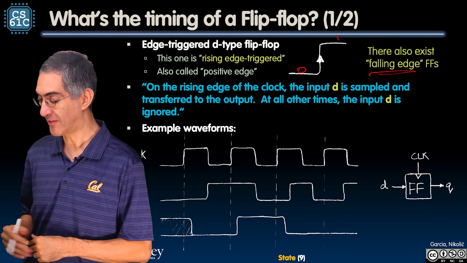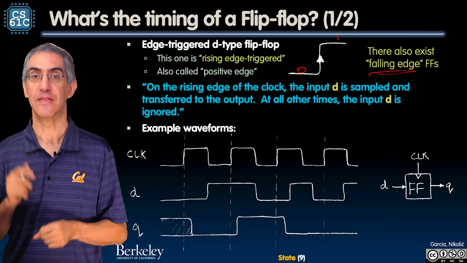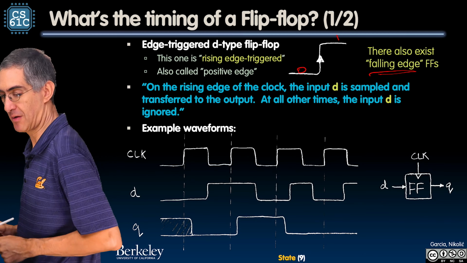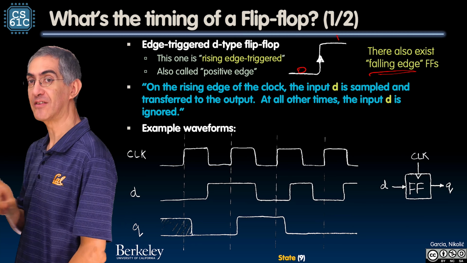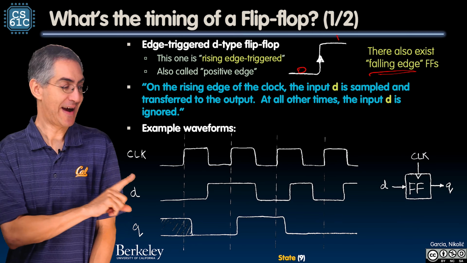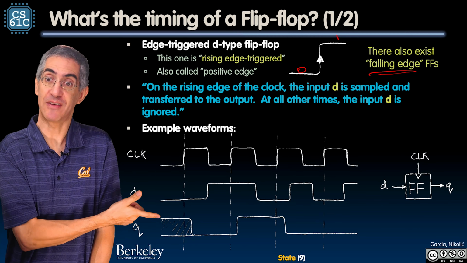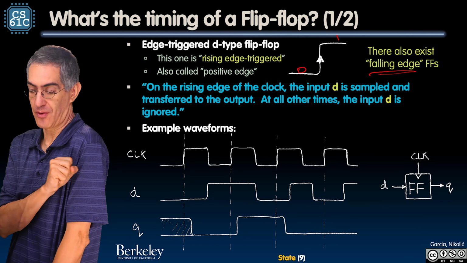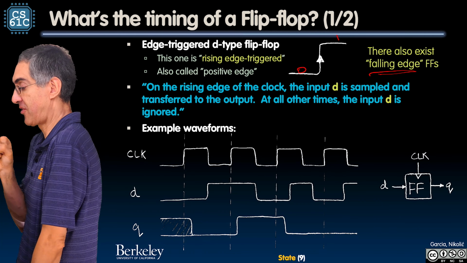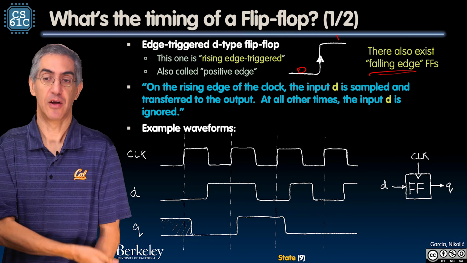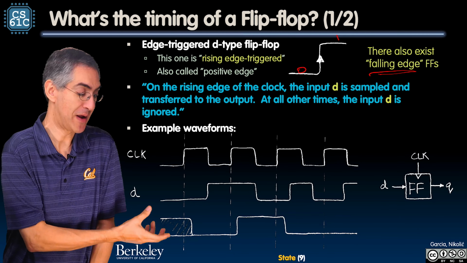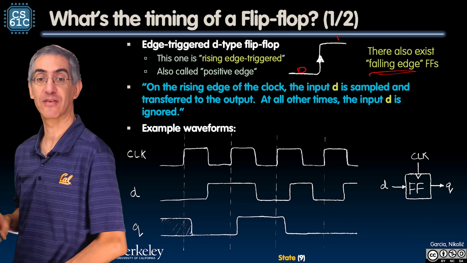So let's actually read this. It says, on the rising edge of the clock, the input D is sampled. Here's my 1-bit flip-flop. On the rising edge of the clock, I grab what the input D is, and it takes some time to transfer it to the output. Now it's a 0. The clock goes up, and now I'm a 0.